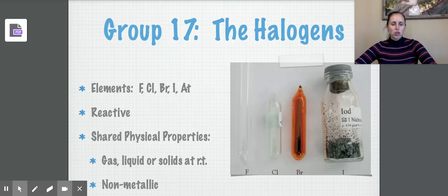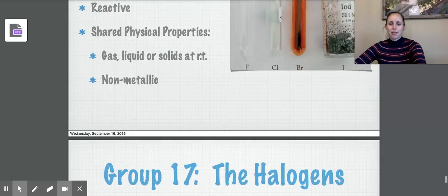Now we're going to go back to a more familiar group for you. The more familiar group is the halogens. So group 17 is your halogens: fluorine, chlorine, bromine. They are all very different. So for example, iodine is a halogen. It is a solid. Bromine is a halogen, it is a liquid. Chlorine is a halogen, it is a clear gas. So they actually don't have a lot in common in terms of physical properties. They could be a gas, a liquid, or a solid, but they are all indeed non-metallic.